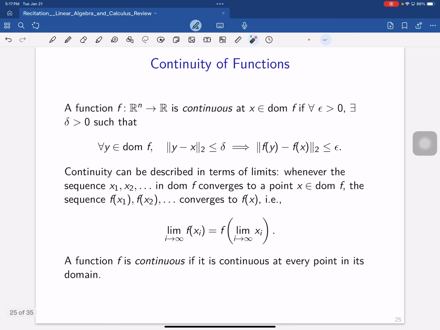And then how do you define continuity of functions? Right. So usually the way to define that is using this epsilon and delta notation.